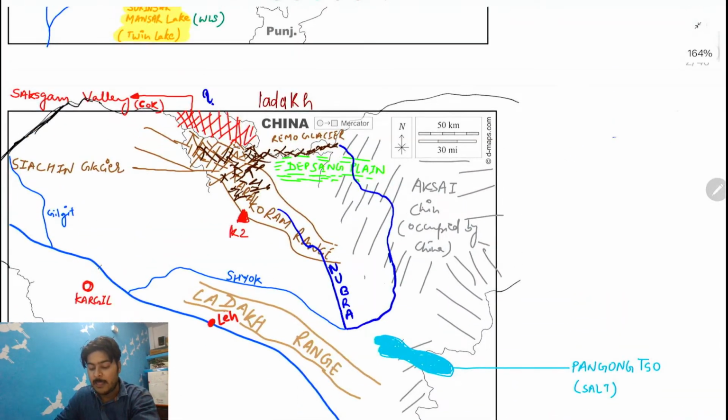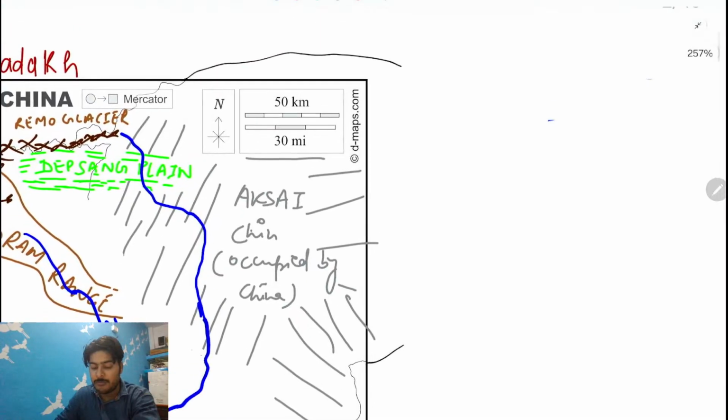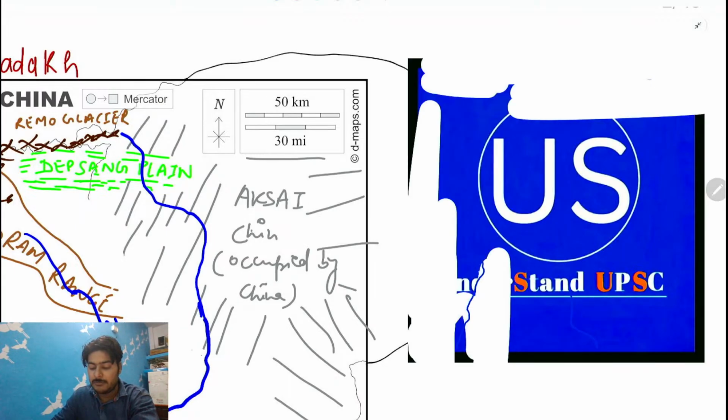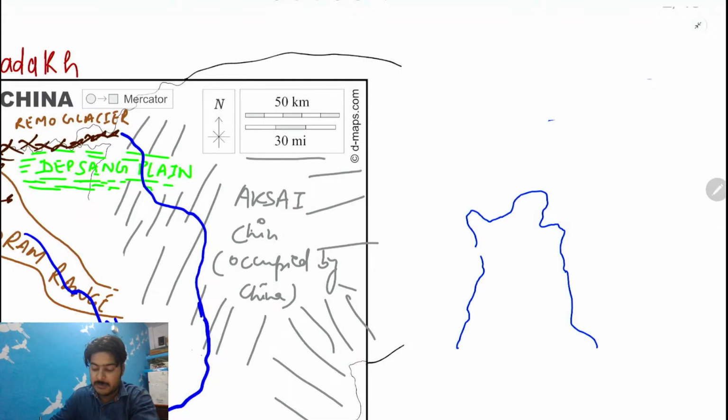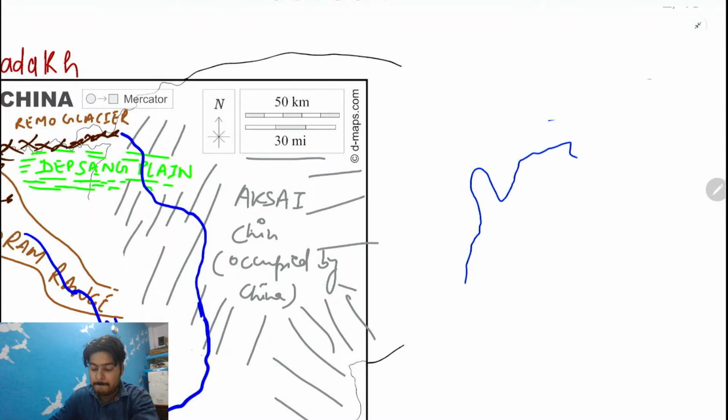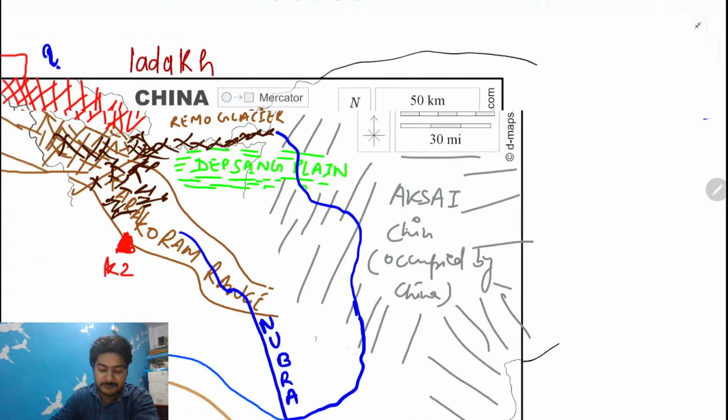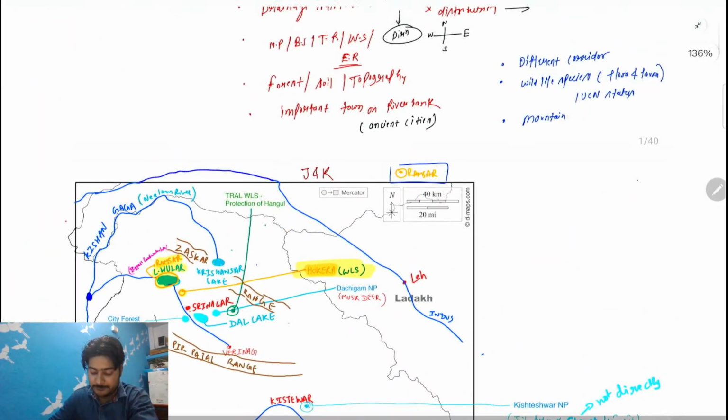What is the meaning of Aksai Chin? Basically, if you talk about the map of India, let's say we draw the map of India. I'm trying to draw the map of India in this way. It did not turn out very well. In this way, you may draw the map of India. Let me show you.